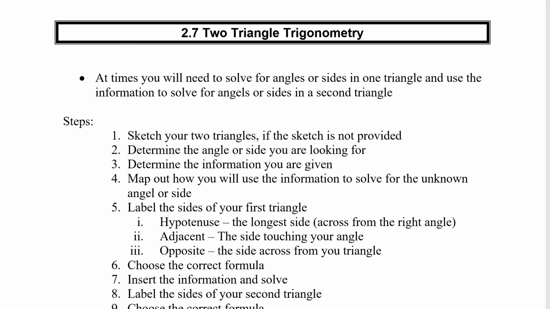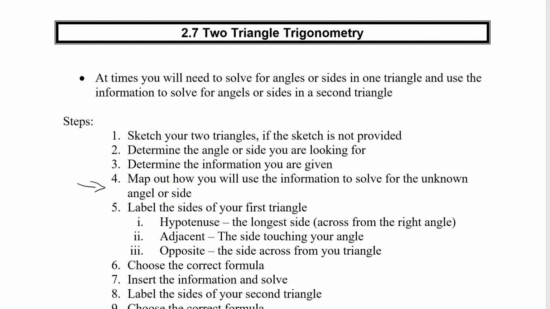So what do you got to do here? Basically, we have our same steps. We're going to sketch our triangles if we don't have a sketch provided for us. We're going to figure out which angle or side we're actually looking for. Now here we'll have to choose from 6 sides or 6 angles to choose from. Determine what we're giving out, and then step 4 is kind of new. I would suggest that you map out or have a plan on how you are actually going to use the information you have to solve. What's the path you're going to follow?